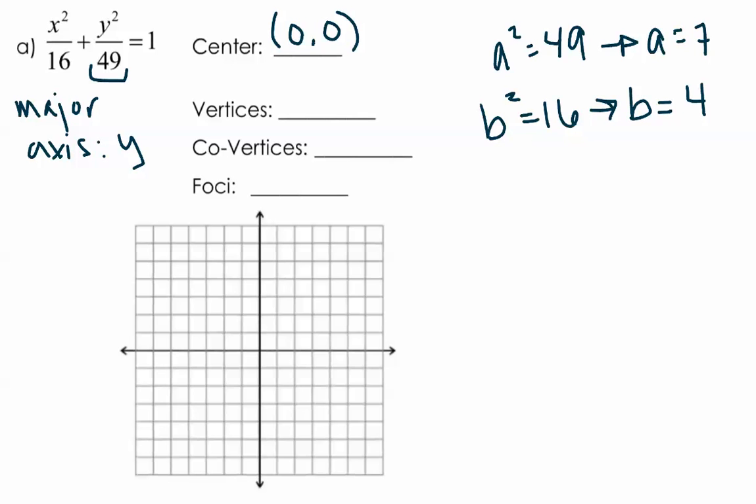When we're talking about distance, we really only care about that positive value. We will be moving in multiple directions, positive and negative, but you don't need to worry about writing plus or minus 7 for your a value.